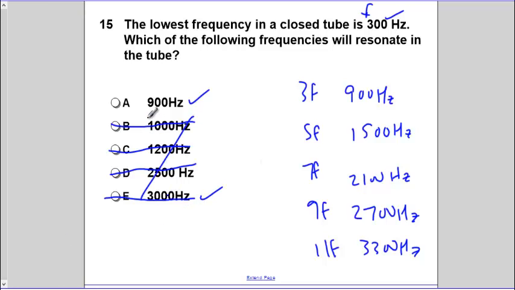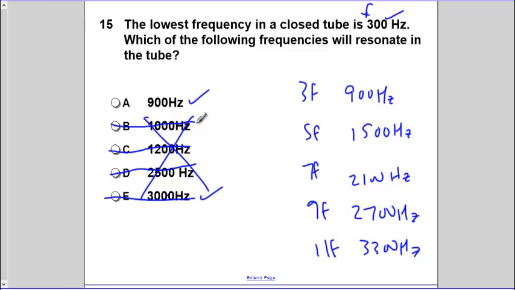So these are impossible. How could you resonate at 1000 hertz? What would you need to do to the tube in order to resonate at 1000 hertz? What would the fundamental frequency have to be for the third harmonic to resonate at 1000 hertz?